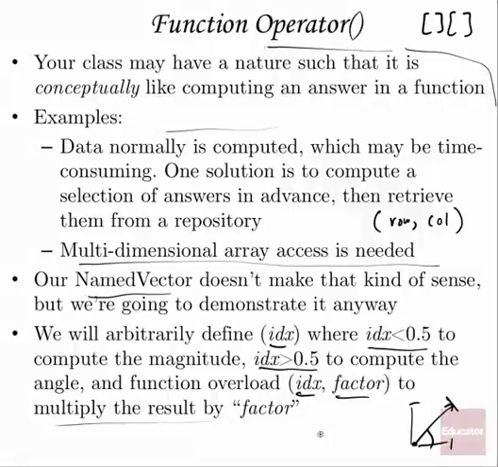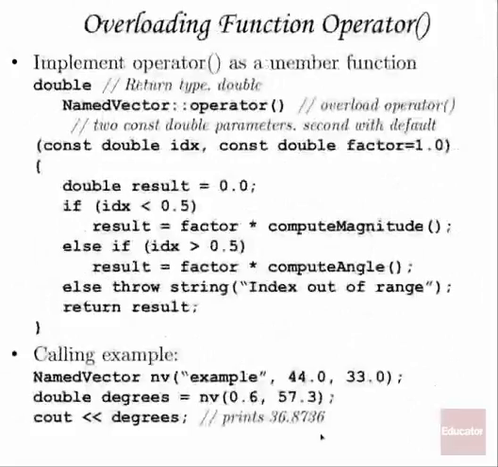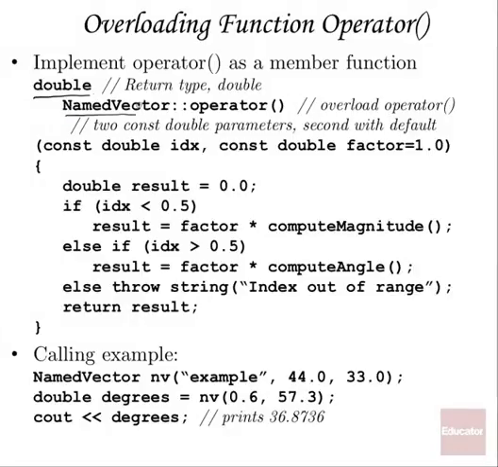So here we are, we're going to overload this operator, the function operator, and we'll implement it as a member function. We're going to return double because it's a double value in each case. And here's the name and the namespace and the function name operator. And again, just like the square brackets, you include both the round brackets. And we're going to have 2 parameters. We'll have the double idx and the double factor with a default of 1.0. So when we multiply whatever our answer is by the factor, if you don't provide the second parameter it will just be 1.0. So the number multiplied by 1 is the number.